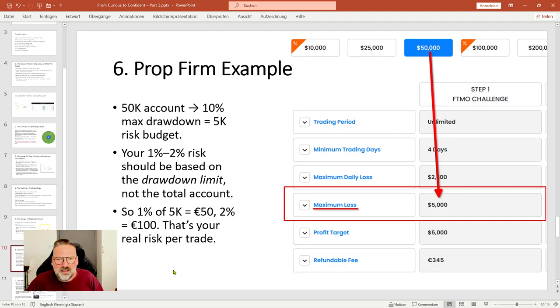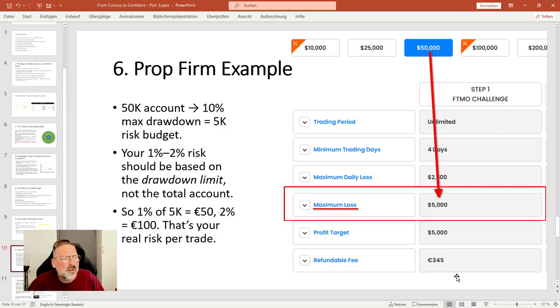And that's slightly different. So last video I showed you a screenshot of FTMO. I explained to you how that works. So for example, a $50,000 simulated account is a demo account. But still, if you pass the challenges, you're eligible for real money payouts. Yeah, it costs you 345 euros.